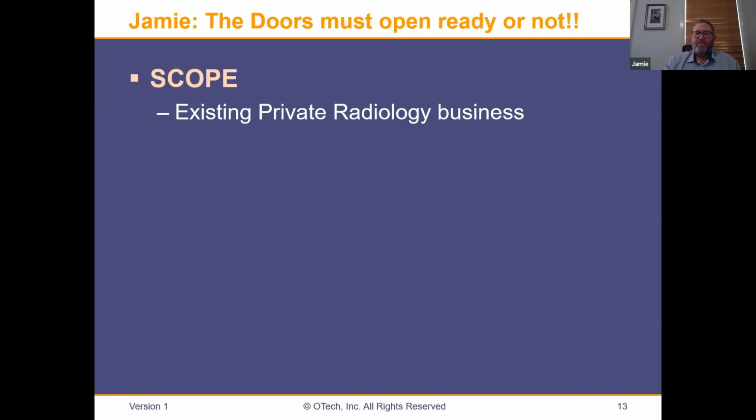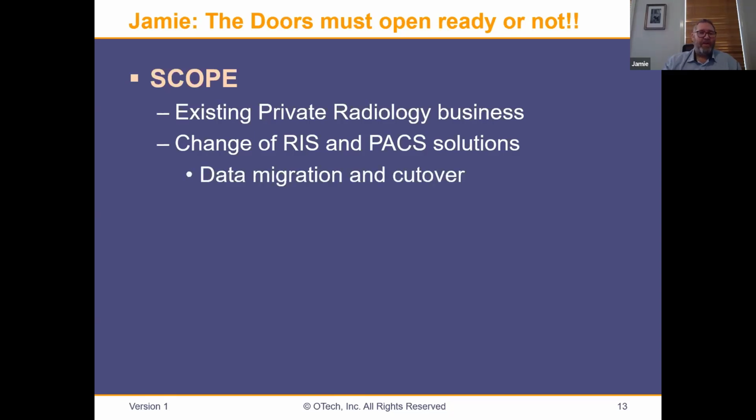So just in regards to this project, and in particular focused on an existing private radiology business, the scope was to literally just change their RIS and PACS solution. It included data migration, moving the data from one RIS and PACS into another business model and into a change of infrastructure. So new IT, new environment, RIS and PACS. So on paper, you would say a fairly standard run-of-the-mill project.